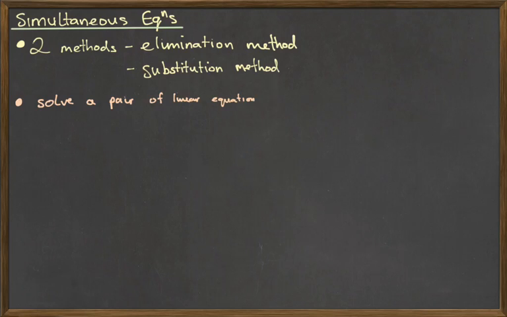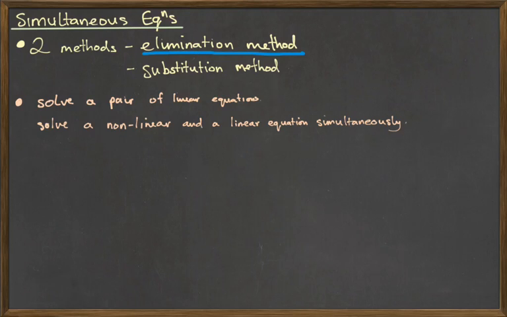You can solve a pair of linear equations with simultaneous equations, or you could solve a nonlinear and a linear equation simultaneously. Now in the next week we'll be looking at all of these items. In this video we'll be focusing on the elimination method and focusing on pairs of linear equations. Linear here just means there are no indices or no powers.